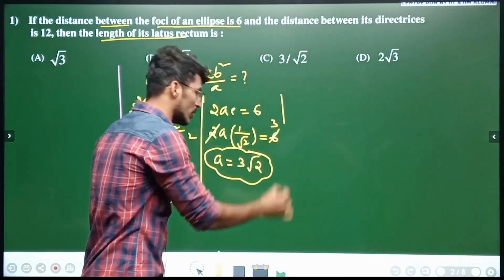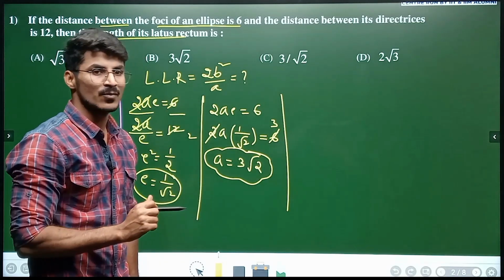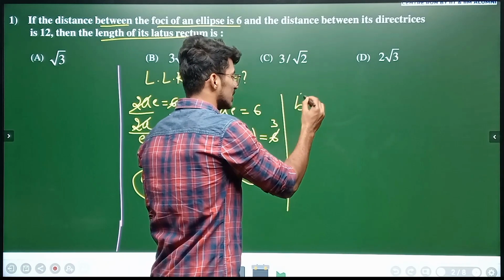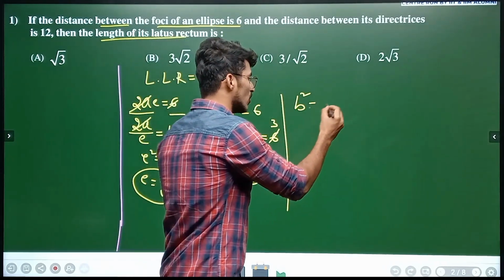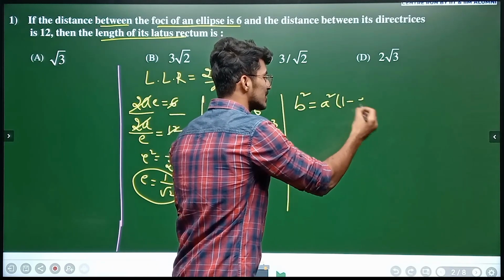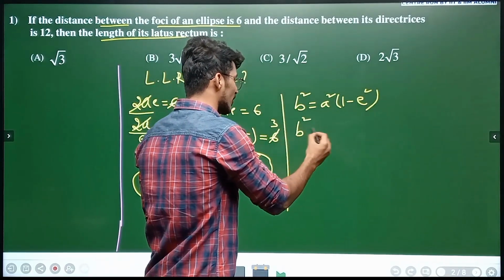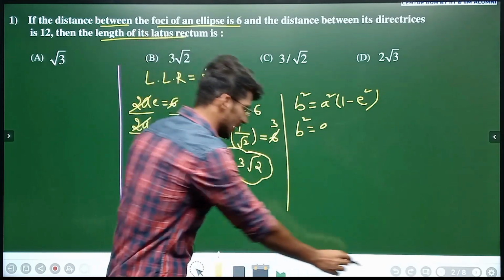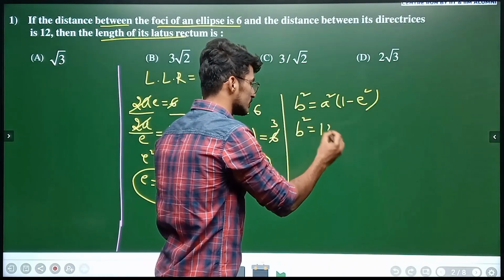If you got the a value, can't you find the b value? So what exactly is the relation I'm going to use to find the b value? I know the relation between a, b and eccentricity: b square is equal to a square into 1 minus e square. In this case, b square is going to be what? The a square value here is 9 into 2, 18. Can I write directly 18? The a value is 3 root 2, so a square is going to be 18.